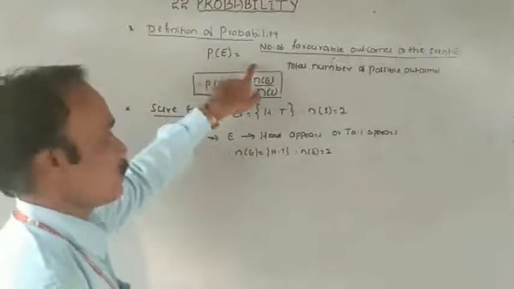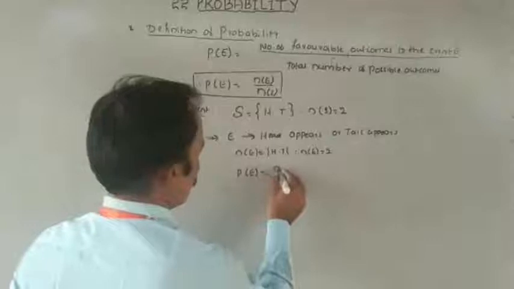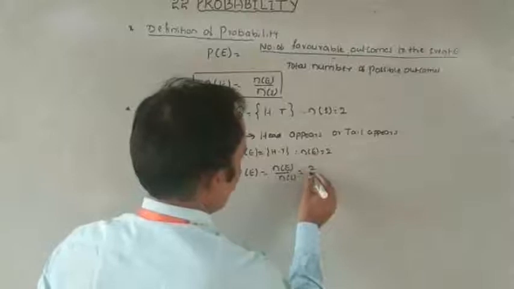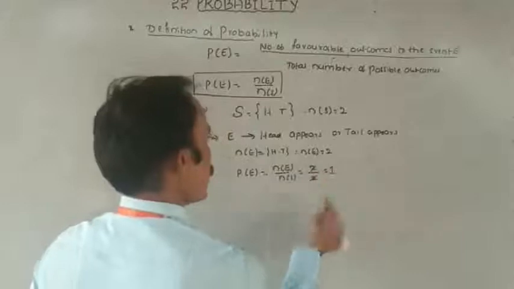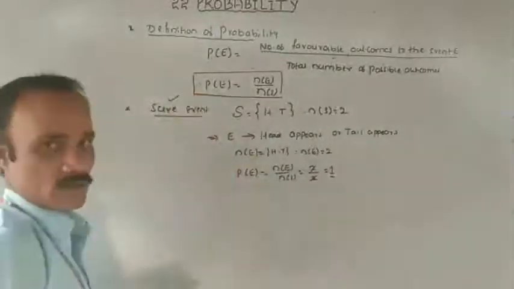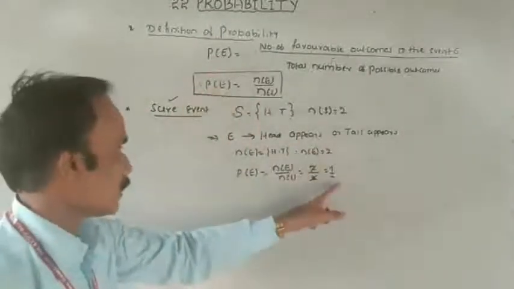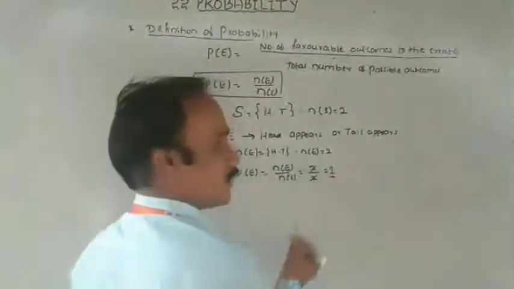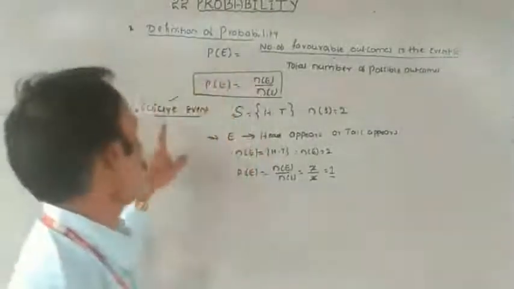Using this formula, find the value of probability of E. So P(E) is equal to n(E) divided by n(S). What is the value of n(E)? 2. What is the value of n(S)? Also 2. Let's cancel these two. What is the value of the probability of event E? 1. So this is called a sure event. The probability of the event is always exactly 1, not less than 1 or more than 1, then it is called a sure event.